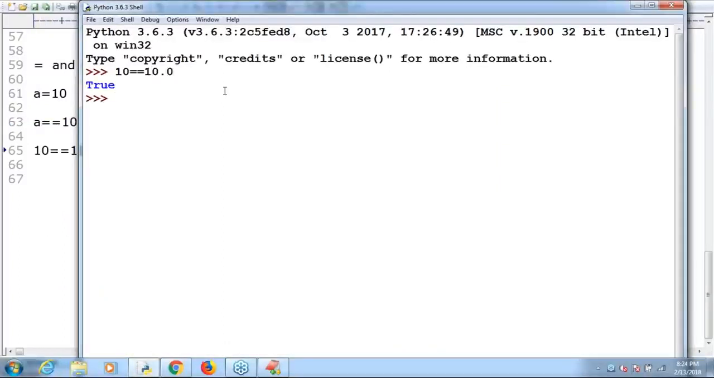Sir, observe that True. Take very special care, because 10 is one smaller type, the second one is a bigger type. Automatically, the smaller type will be promoted to the bigger type. Remember that. Then automatically 10 will become 10.0. Both the things are always the same.